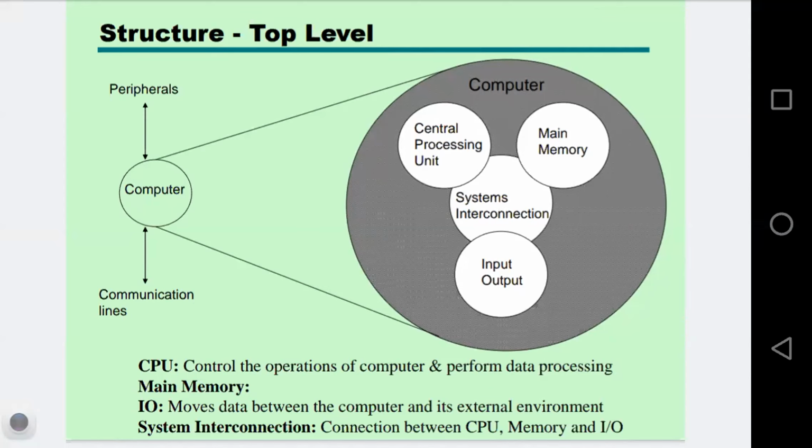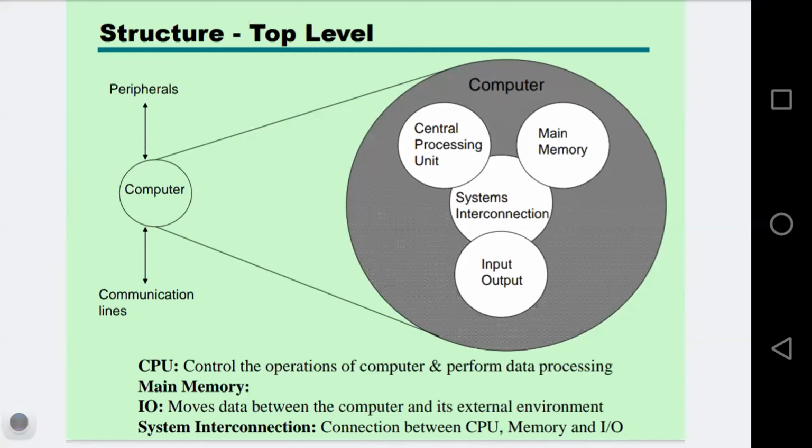Now, what is a CPU? CPU, we know it is a central processing unit which controls the operations of a computer and performs data processing. So the main task of the CPU is to control the operations of a computer and data processing. That is the CPU. And what is the main memory? Main memory is used to store the data.